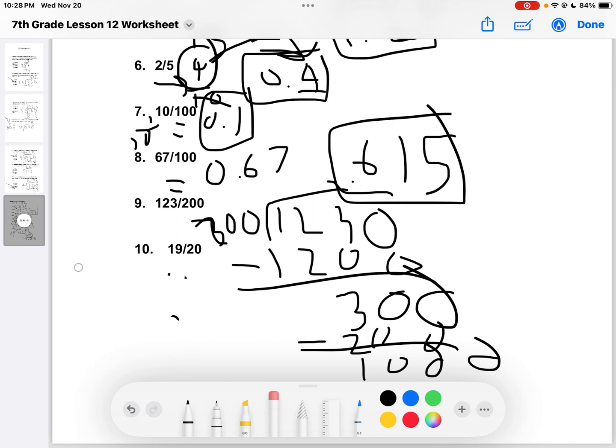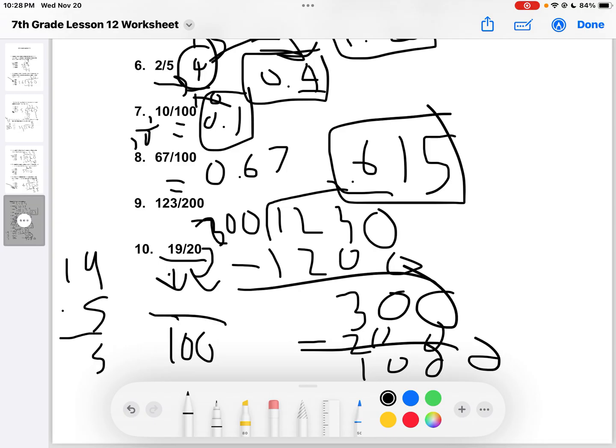Alright, and number 10, 19/20. So we could just change this to 100. So we'll multiply it by 5 to get 100. 20 times 5 is 100. And 19 times 5 will be 95. So this will be 0.95.